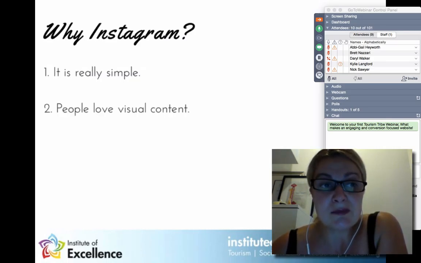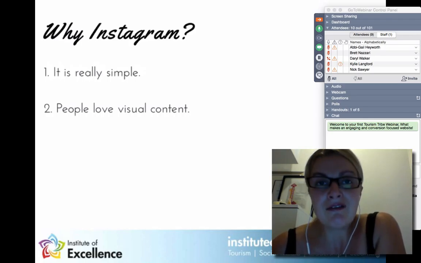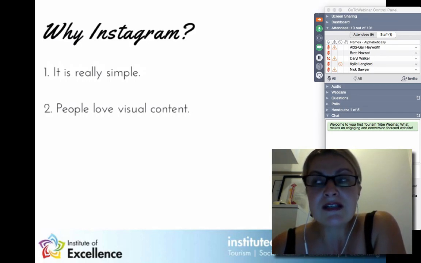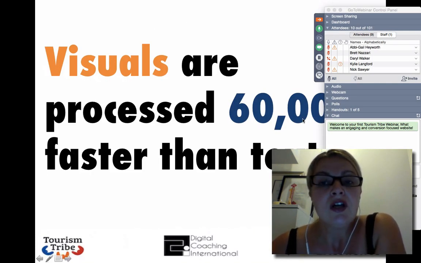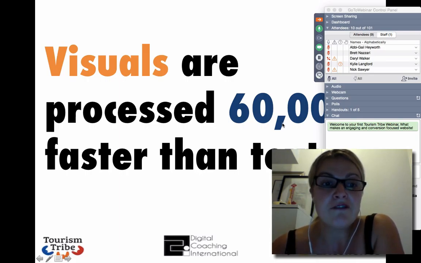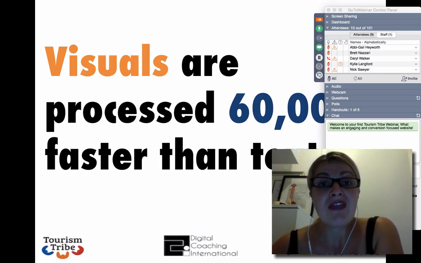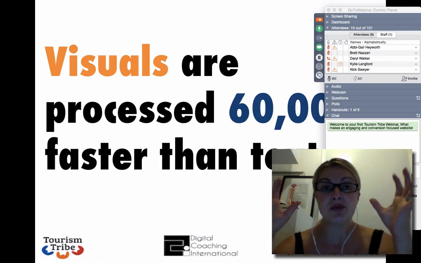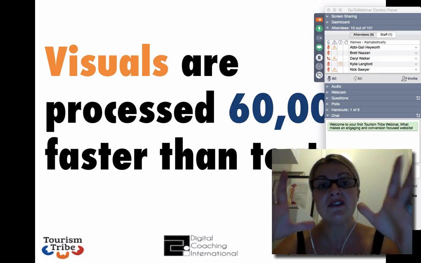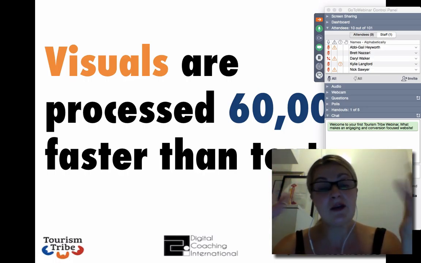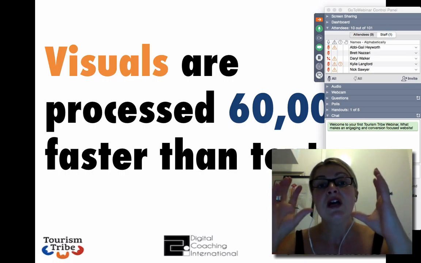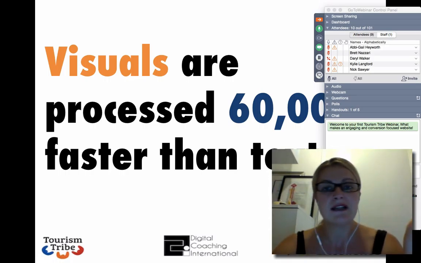It is super simple to use. People love visual content. I don't know about you, but I would safely assume that when you're scrolling through your Facebook feeds or your Instagram feeds or anything visual, you can understand these stats. Visuals are processed 60,000 times faster than text. And research has proven that even on social media, particularly the likes of Facebook or Instagram, on Instagram you have to put a photo. You can't get away from it.